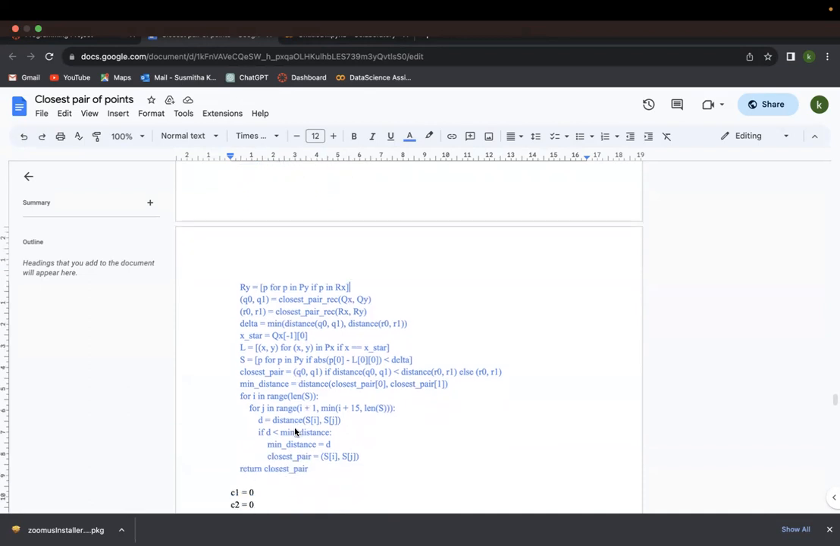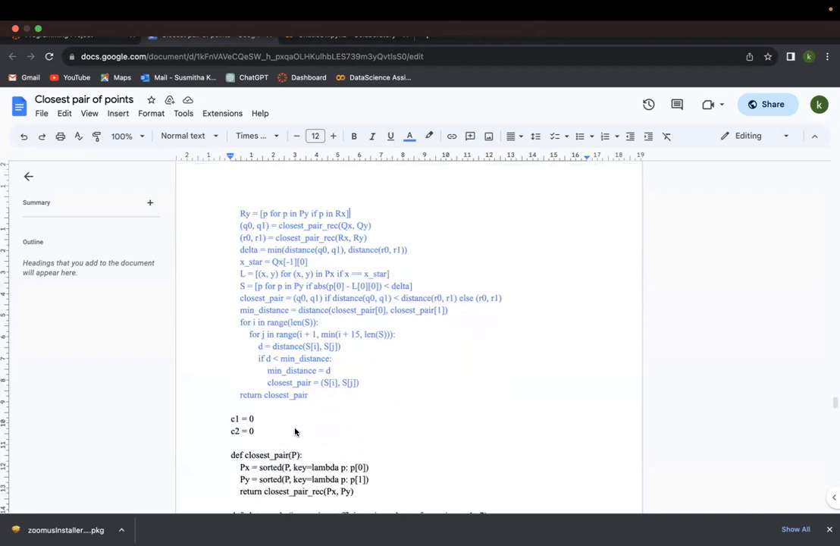And the runtime of the program is the difference between the start time and the close time.